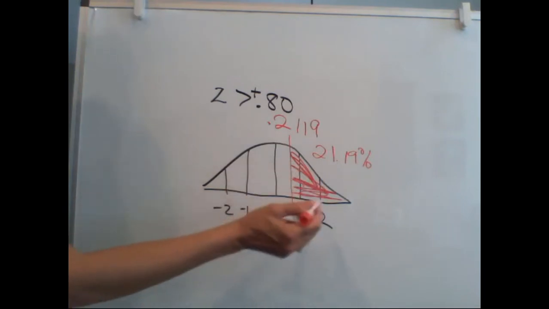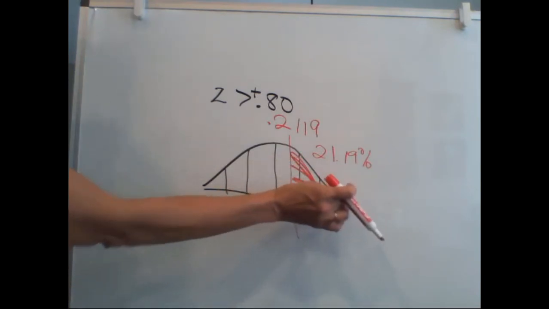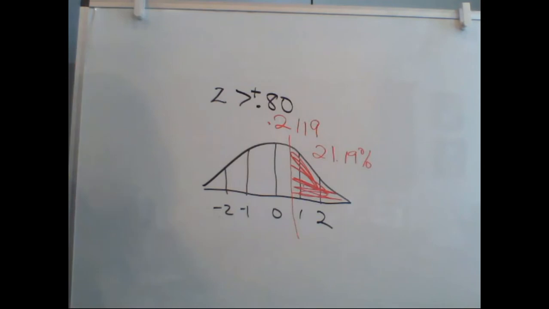So we used column C because we were just looking at this area in the tail. Let's go on to the next.